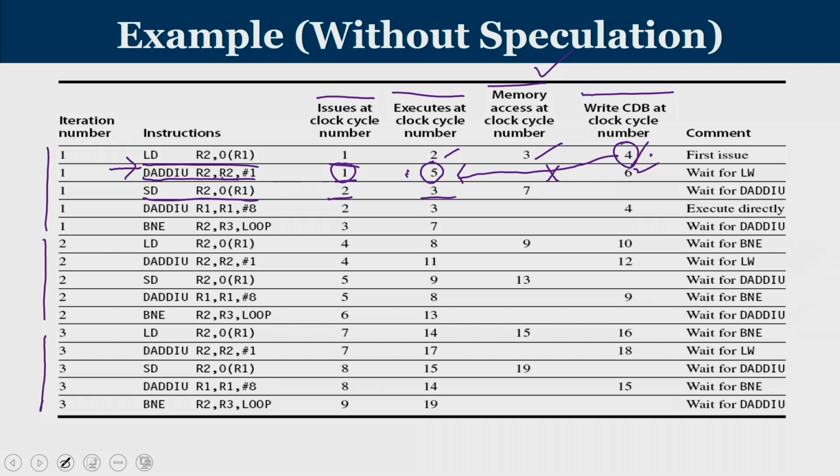And when are you going to perform the memory operation? Memory operation happens only after the result is available. So storing happens at 7, and there is no CDB writing as far as store is concerned.